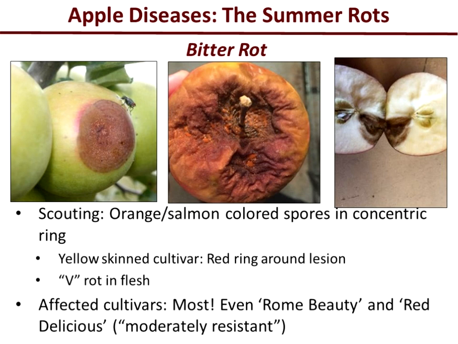Okay, so we have bitter rot, which I showed early on, and you can identify bitter rot by the pink salmon-colored spores in concentric rings. And this disease will usually show up on mature fruit, and it can wreak havoc post-harvest as well if you're not storing your apples in a refrigerator. If you cut the apple open, you'll actually see this V-shaped lesion extending from the surface of the fruit down to the seed area. So we call that the V-rot in the flesh.